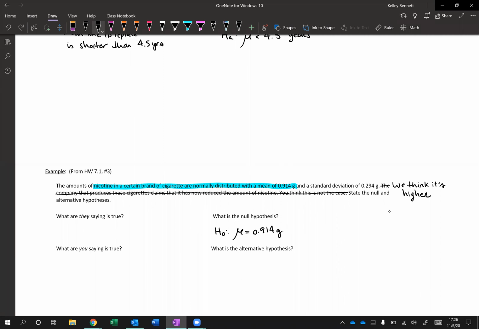The cigarette company is making a claim. We think it's higher. So they're saying that the mean nicotine per cigarette is 0.914 grams, and we think it's higher. So the null is mu equals 0.914, and the alternative is that mu is greater than 0.914.